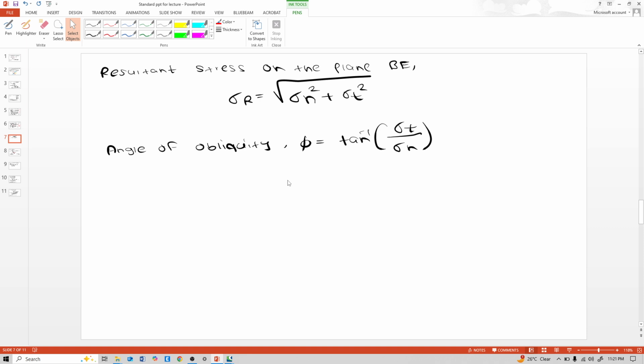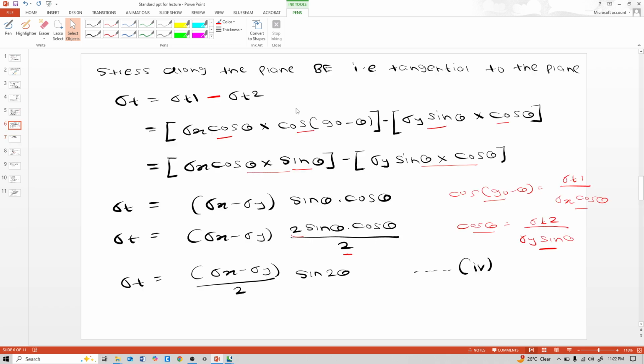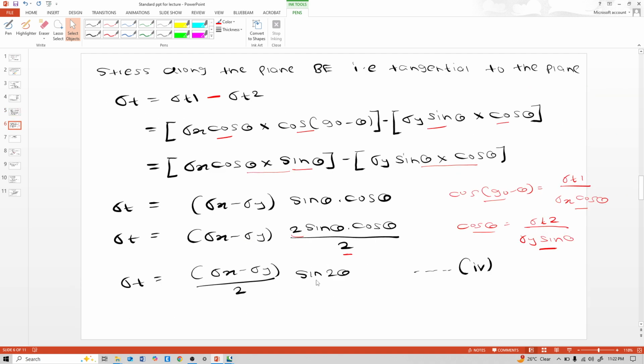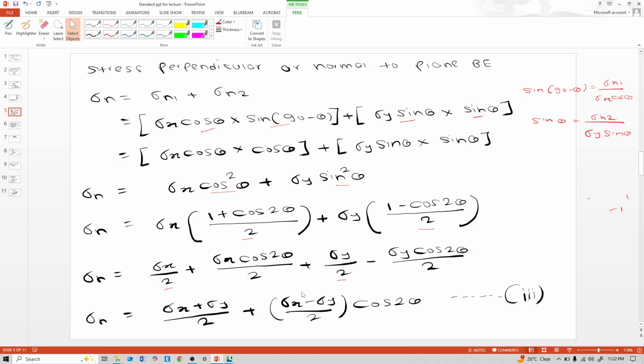The angle of obliquity is denoted as phi. Phi is equal to tan inverse of sigma t upon sigma n. The resultant stress is denoted as sigma r. Sigma r is equal to square root of sigma n square plus sigma t square. The formula for normal stress is sigma x plus sigma y upon 2 plus sigma x minus sigma y upon 2 into cos of 2 theta. And the formula for tangential stress is sigma x minus sigma y upon 2 multiplied by sine of 2 theta. In tangential stress the sine term appears, and in normal stress the cos term appears.